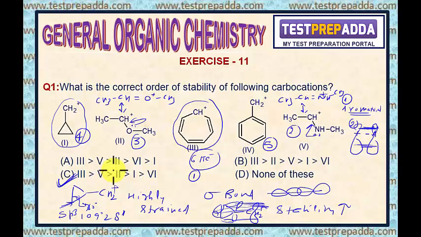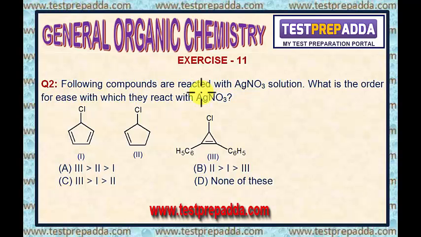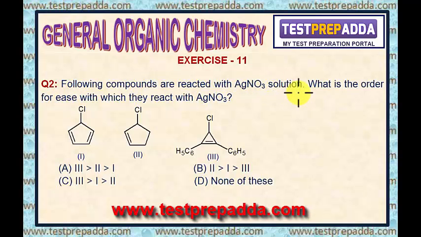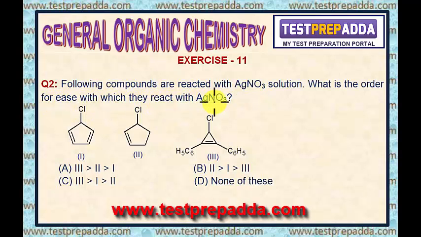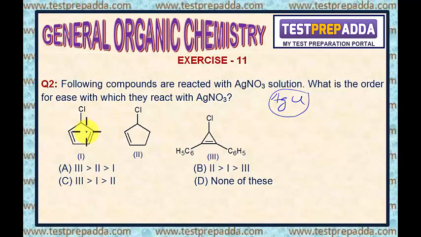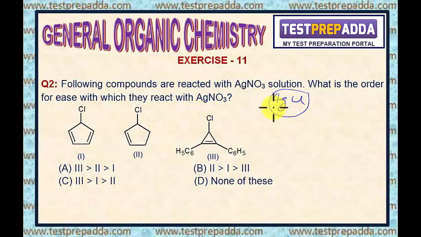Okay, now I will talk about question number 2. Here the question says, following compounds are reacted with AgNO3 solution. What is the correct order for ease with which they react with AgNO3? Now when AgNO3 reacts with these compounds, there is a possibility for the formation of AgCl. So these compounds should ionize and produce Cl minus, so that Cl minus can combine with Ag plus to form AgCl.